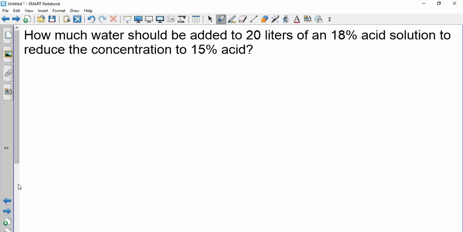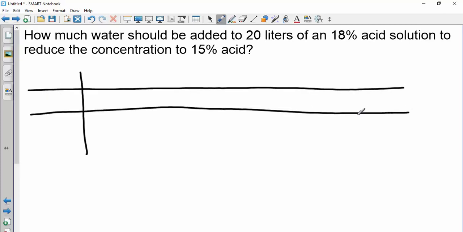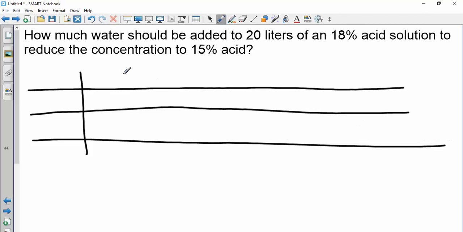Alright, how much water should be added to 20 liters of an 18% acid to reduce the concentration to 15% acid? So we have a mixture. We have a lot of different information here. So we go to the table. Really, the only difference in these and the interest problems is the formula you put across the top.